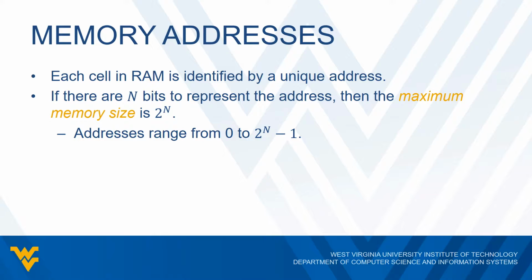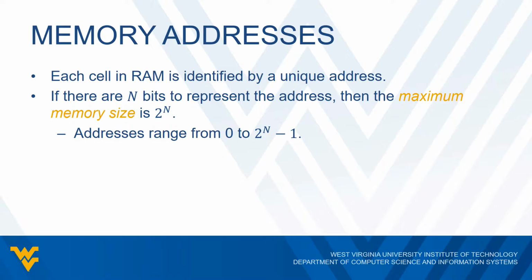So this means that we get a wide range of addresses available. In fact, this 2 to the n gives us the total number of memory cells. It also tells us the maximum memory size, or what's also considered the address space of the computer.